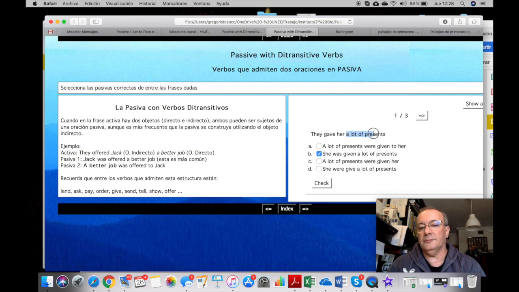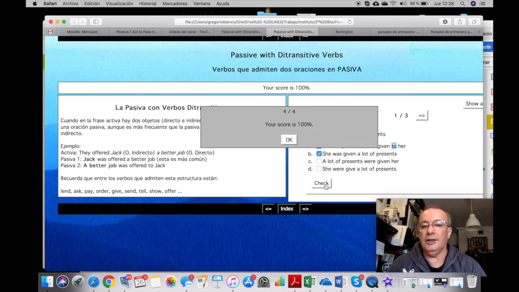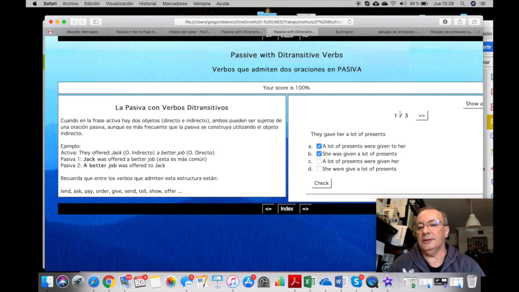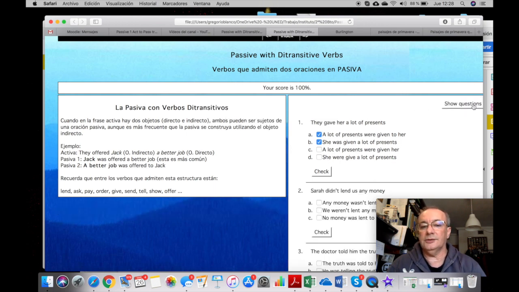And then this is the other possible subject, a lot of presents. So either A or C. And remember that when we have the direct object as the subject, we need to keep the preposition to here. This is important. So if we have to choose between A and C, we will have to choose A. Okay, now if we click on check, you get 4 out of 4 decisions correct, so we get 100%. There are three exercises here. You can do all three of them and practice a bit with this.